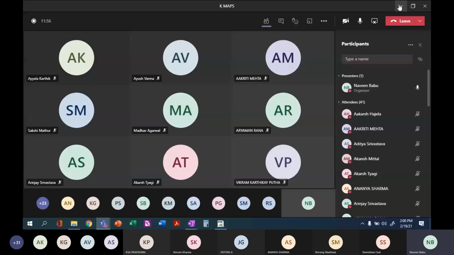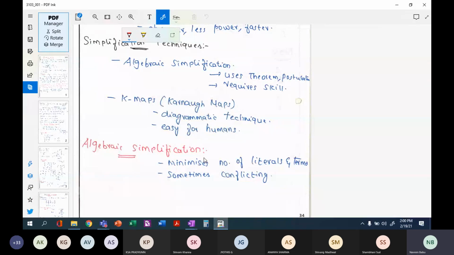So yesterday we started off with the simplification techniques. There are two kinds of simplification technique. One is an algebraic method and the other is called K-maps or Karnaugh maps. Now, what is algebraic simplification? This algebraic simplification will use theorems and postulates. And if you want to perform this, you must have knowledge about the different postulates available for Boolean algebra, and then what are the simplification methods that are available. Which means you require some kind of skill set to perform this algebraic simplification.